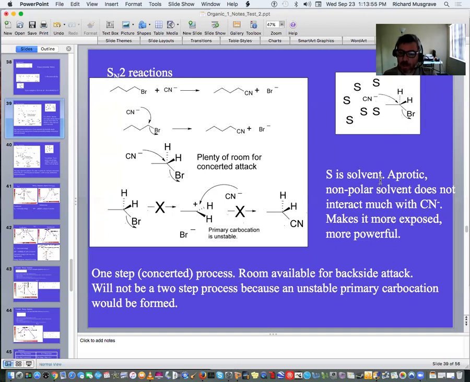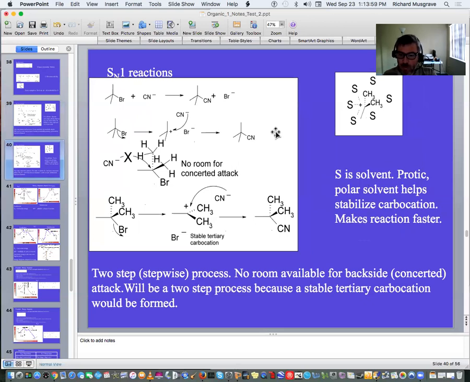So non-polar solvents will tend to help Sn2 reactions, whereas polar solvents, which can stabilize the carbocation, will tend to help Sn1 reactions. So if you had a secondary and you used a polar solvent, maybe that could force it more in the Sn1 direction. If you used a non-polar solvent, maybe it would force it in the Sn2 direction. Not really something you have to be that aware of, but I just thought I'd point that out.